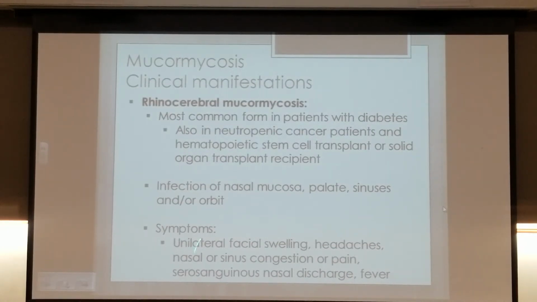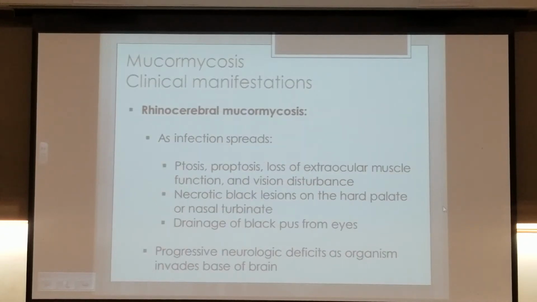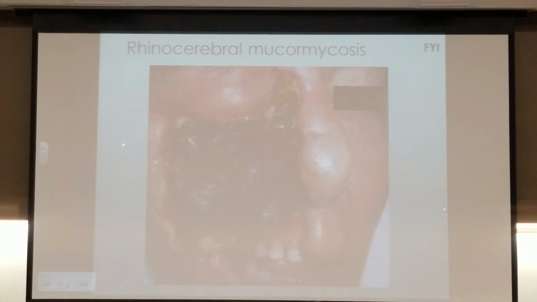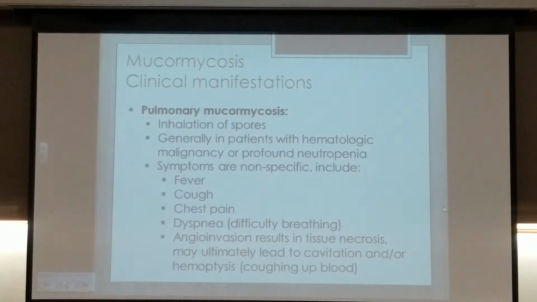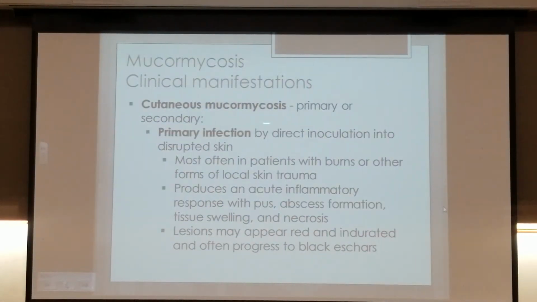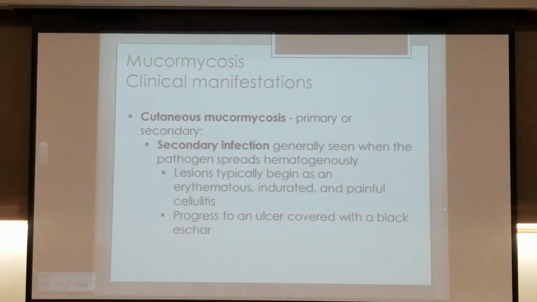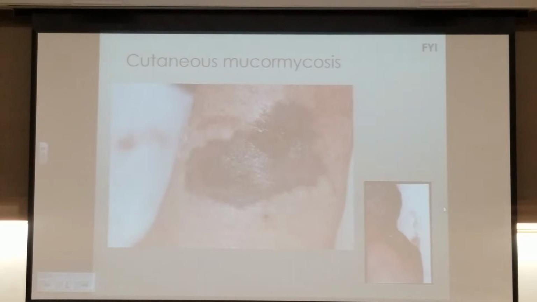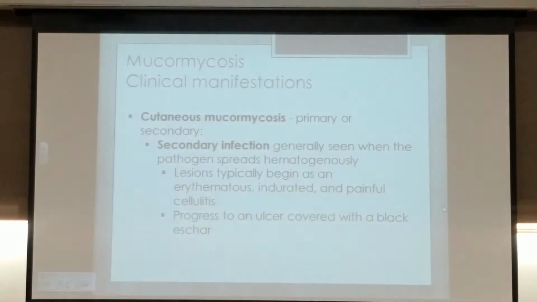Rhinocerebral, right here. Remember the symptoms we saw, you can't see it very well on this picture, where it can actually spread up to the eye and cause infection of the eye and protrusion. And then you can get pulmonary and cutaneous. Remember, the cutaneous can either be primary or secondary. What's the difference between the two? What would a primary cutaneous infection be?